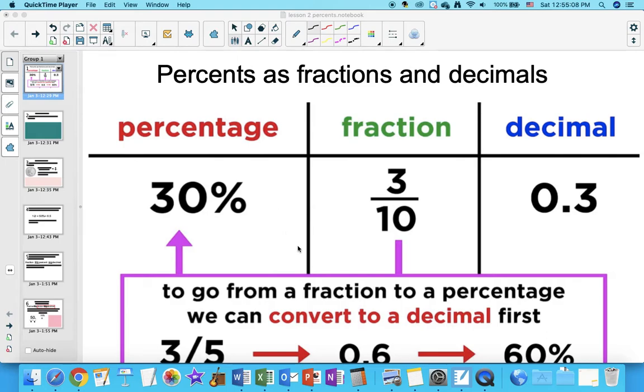To go from a fraction to a percent, you can convert to a decimal first, and that's what I like to do. There are other ways to do it, but I'm going to do it my preferred way. If you have your own way, you're more than welcome to do it. Just show me your work on tests and assignments, and if it works, it's great.